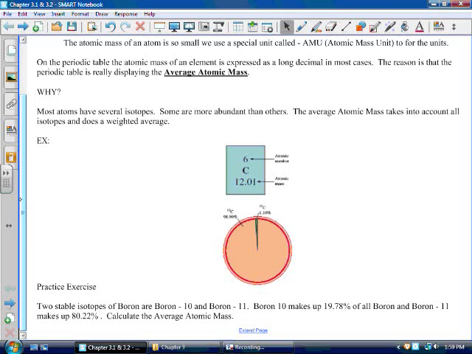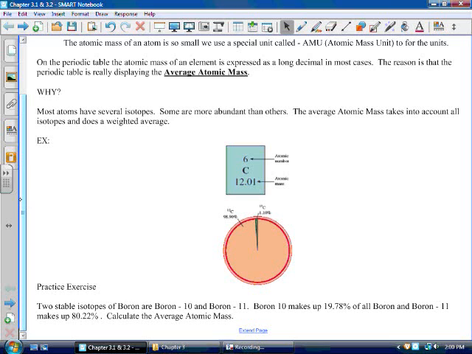For example, carbon on the periodic table has an atomic mass of 12.01. What that means is the average mass of a carbon atom, when taking into account all isotopes, is about 12.01. If we round our atomic mass on the periodic table to the nearest whole number, it will tell you which isotope is the most abundant on the Earth. So carbon-12 is the most abundant carbon atom that exists, and that's coal, charcoal, graphite, all those things that are very common.